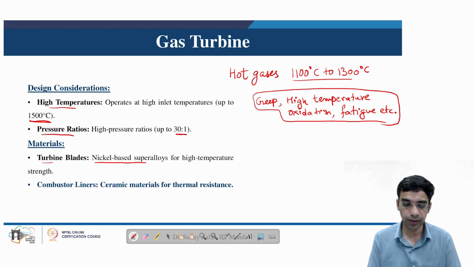If you look at the popular materials which are used to make gas turbine blades, they are the nickel-based super alloys, which have high temperature strength, and they are also able to retain their strength and hardness at elevated temperatures.